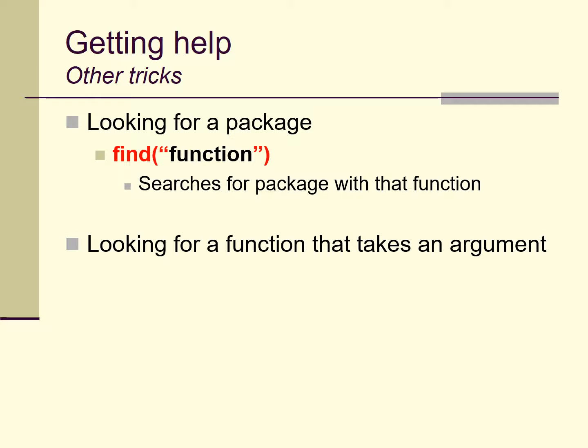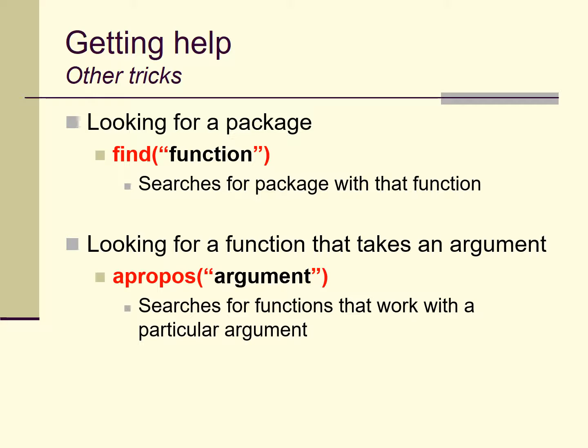You could look up a function that takes a particular argument. Now an argument is just an element within a function that tells the function exactly what to do or how to do it. There's an interesting function called apropos. So you can type apropos and insert the name of an argument, and it'll look for a function that works with that particular argument. So again, if you know that you want to do something related to a linear model, you could type apropos, open close parentheses, open close quotes, the argument, linear or linear model, and see if anything pops up that way.